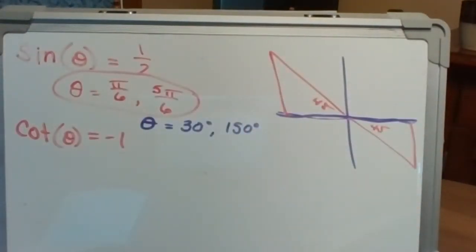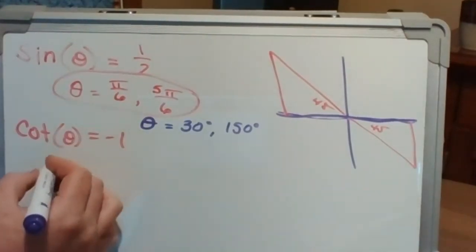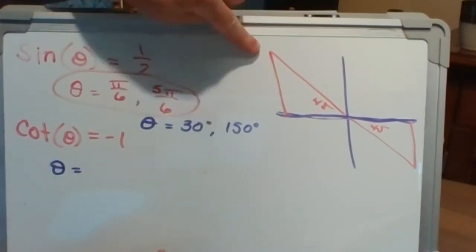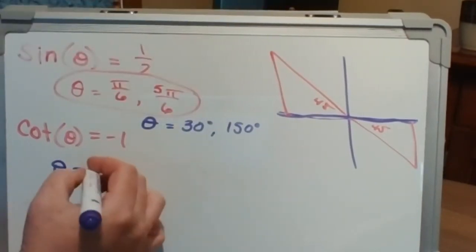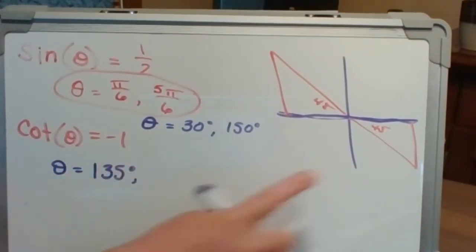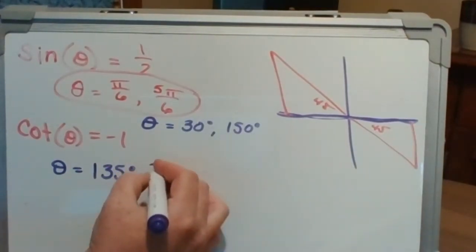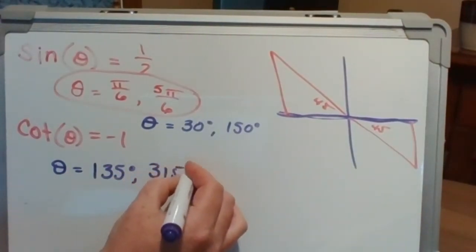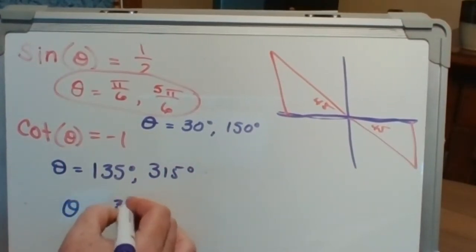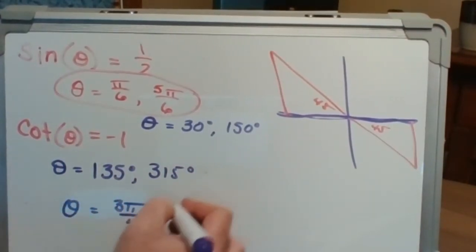And now we just have to figure out what those actual angle measures are. So this is 45 degrees less than 180, 135 degrees, and this is 45 degrees less than 360, 315 degrees. And if we were putting that in radians, we'd have 3 pi over 4 and 7 pi over 4.